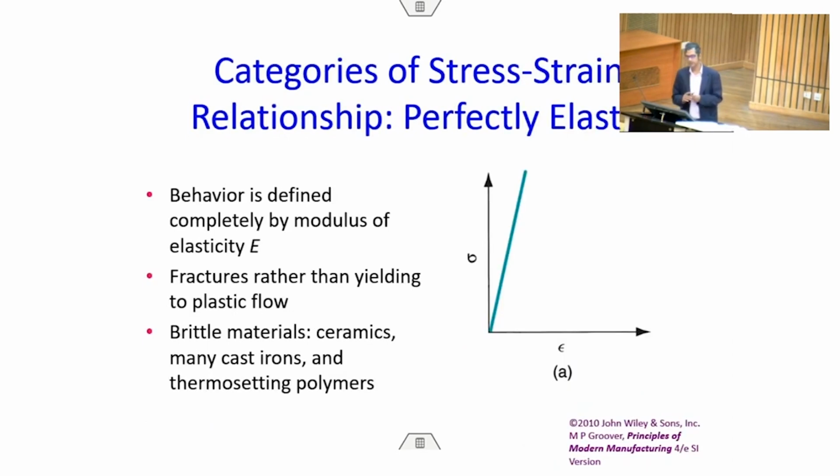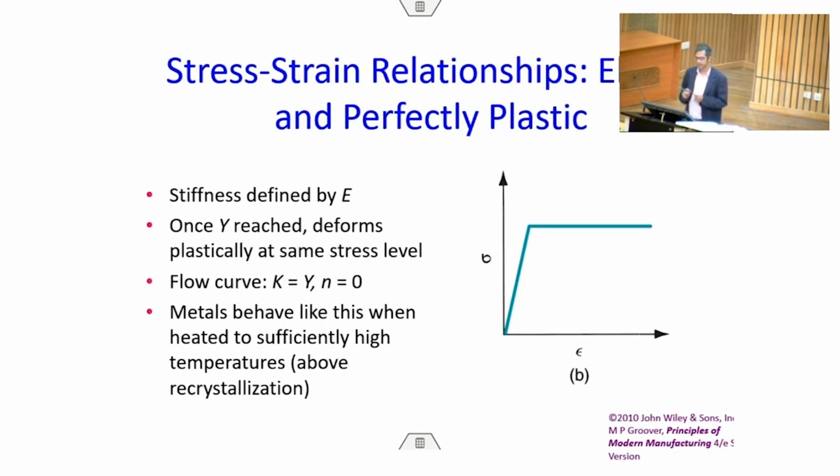Now, there are different types of materials in this world. You have a perfectly elastic material, which has no plastic deformation. It just fractures. Window glass is like that. You deform it, and it will fracture at the elastic limit. Ceramics, many cast irons, and thermosetting polymers are like that. Then you can also have a perfectly plastic material.